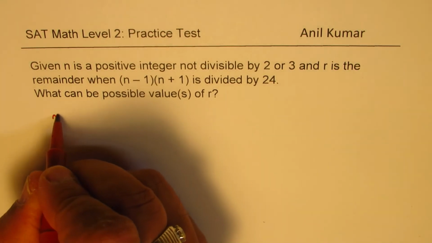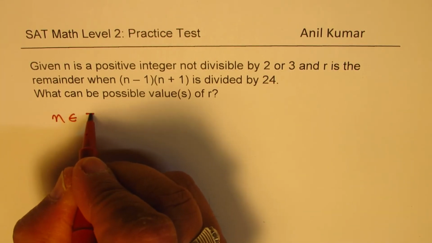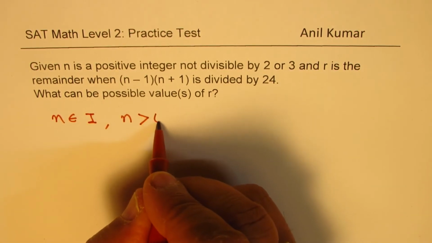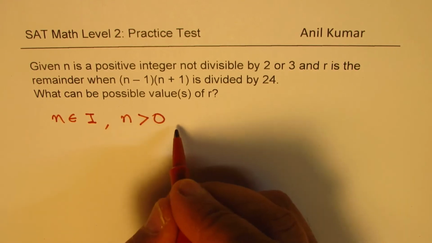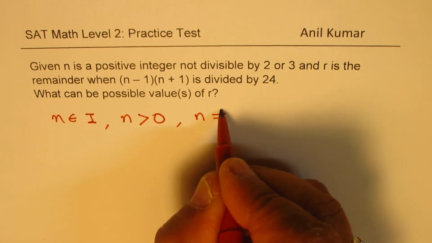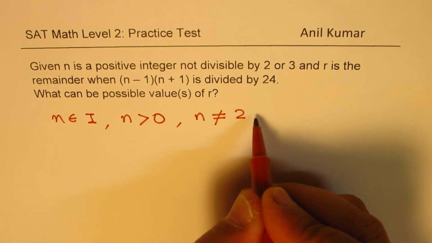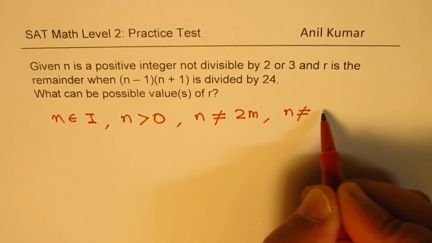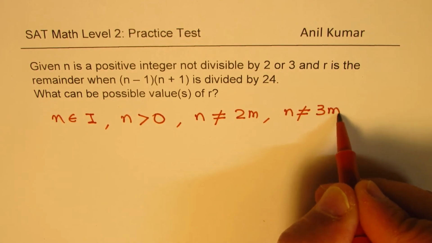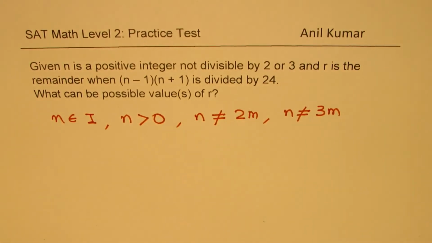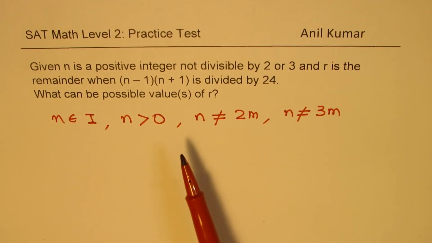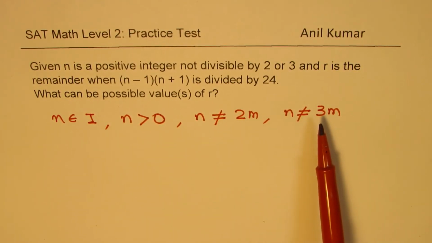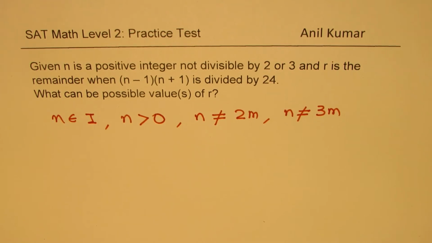We are given that n belongs to integers, right? We also know that n is a positive integer, is greater than 0. And we also know that n is not equal to 2 times, let's say, m, or n is not equal to 3 times m, right? So it is not a multiple of 2 or 3. It could be any other number, right? So n cannot be 2, 3, 4, but n can be 5, for example. Well, so what can we do about this?